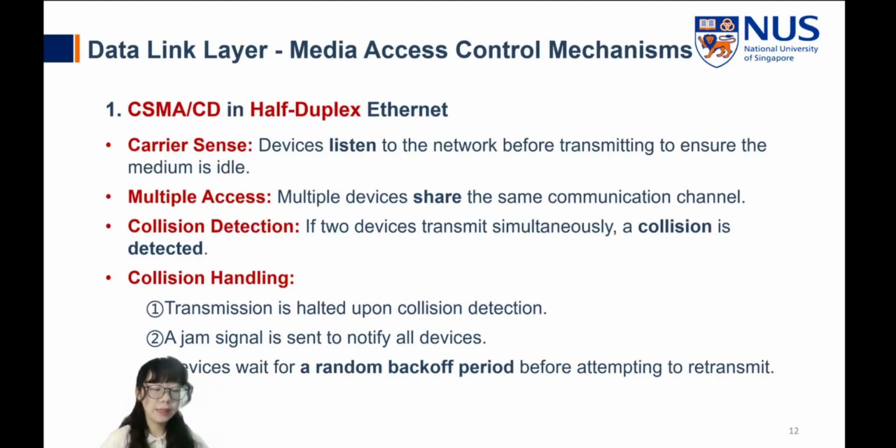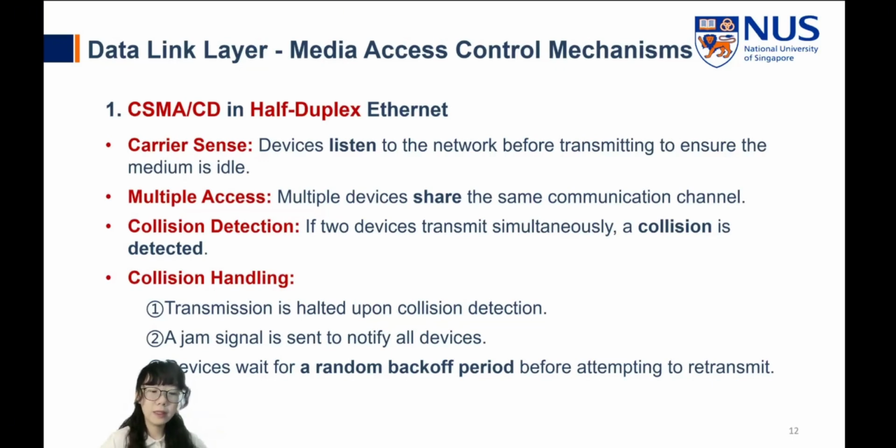Let's now look at the medium access control mechanisms used in Ethernet. It plays a key role in making sure devices can share the network medium properly. In half-duplex Ethernet, we use CSMA/CD, which stands for Carrier Sense Multiple Access with Collision Detection. Here's how it works. For sending, a device listens to check if the network is free. It is called carrier sense. If it's clear, it starts transmitting.